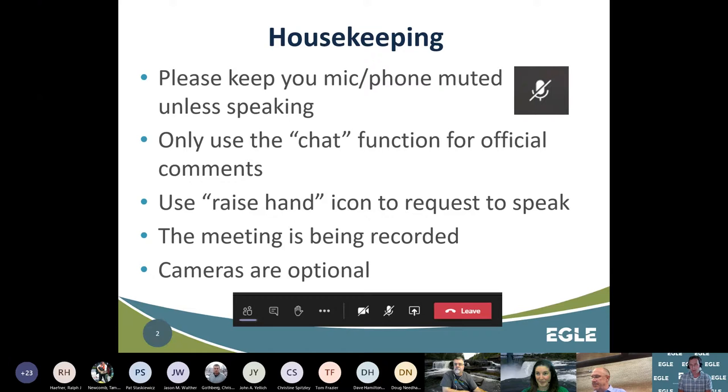And I want to remind you that your meeting is being recorded. Cameras are optional. If you want to use them, you can turn them on using the little camera icon on your toolbar. So that is all that I have. And so I guess we can pass the mic.